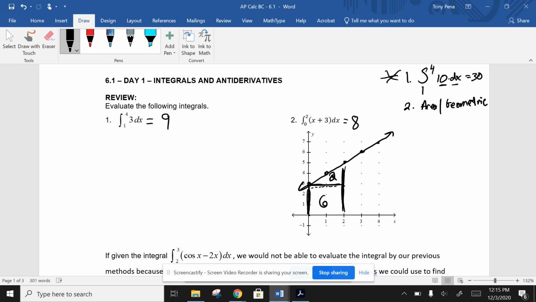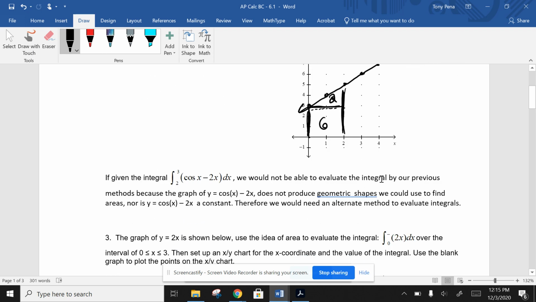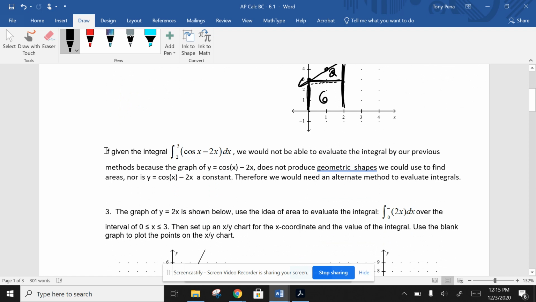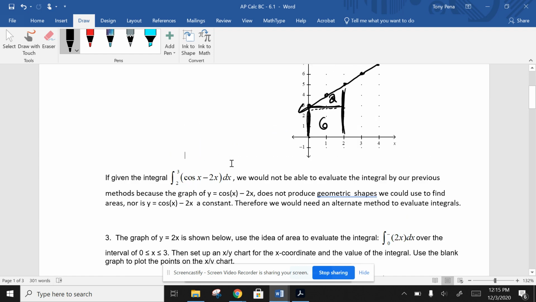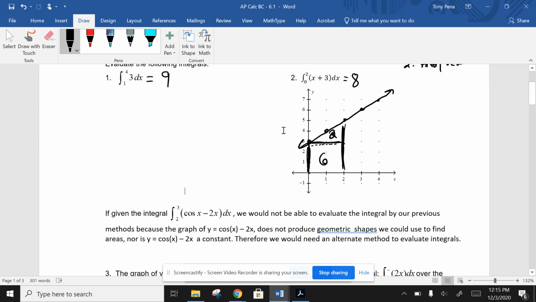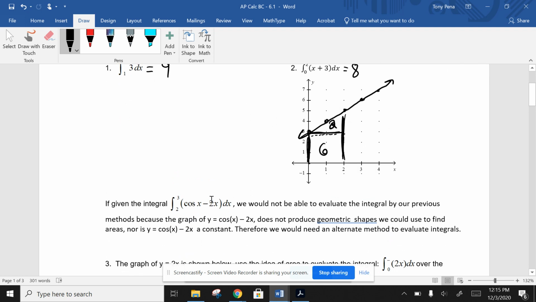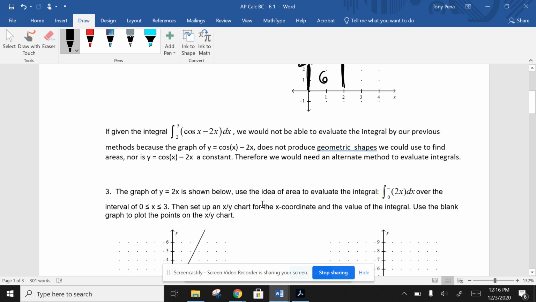What we eventually want to get to is, if we're not so restricted by simply a constant, or something that would give us a geometric shape, so that if we ever got to a problem like this one, if you were given this integral to evaluate, then we're going to have a bit of a problem, because this is obviously not a constant, cosine x minus 2x, and if we graphed this, that is not a graph we're going to be able to break up and create these nice geometric shapes with. So long-term, we want to be able to come up with a method that works for not only these two really quick and easy ones, but the more complicated ones. And that's what 6.1 and the rest of this chapter now builds towards.